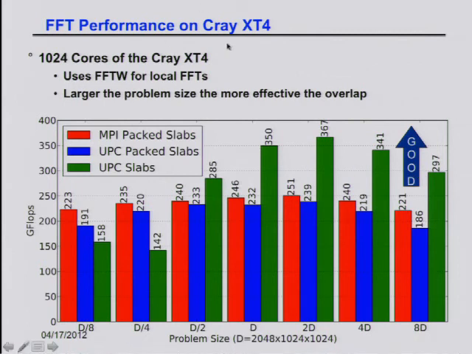And finally, one more. This is a Cray XT4. This was an older machine, the Franklin machine. And the horizontal axis is the size of the benchmark. And D is a 2K three-dimensional FFT. And there, you double all the dimensions, so it's an octupling of the size. And then these are problems of smaller sizes. And it's comparing, again, MPI packed slabs, UPC packed slabs, and UPC slabs. And once the problem is large, UPC slabs wins. But on this machine, it was actually better to do MPI packed slabs.